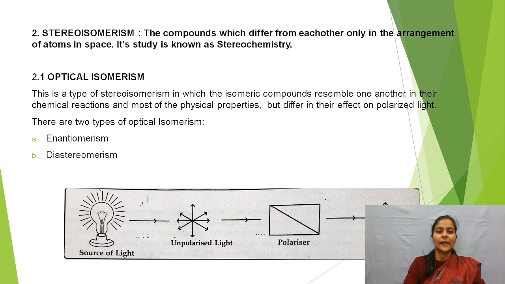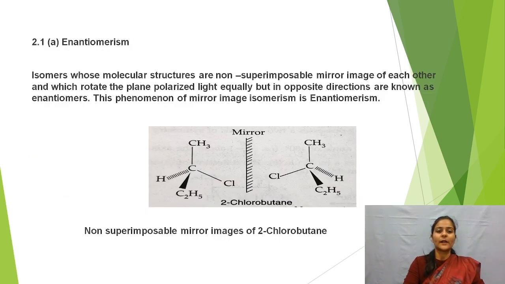In the figure, I have shown how you can convert unpolarized light into polarized light with the help of a polarizer. Now let us study enantiomers and diastereomers. Enantiomers are those isomers which have the same molecular structures, but they are non-superimposable mirror images of each other.